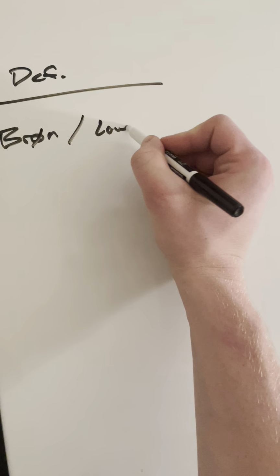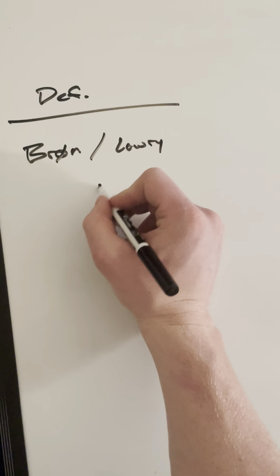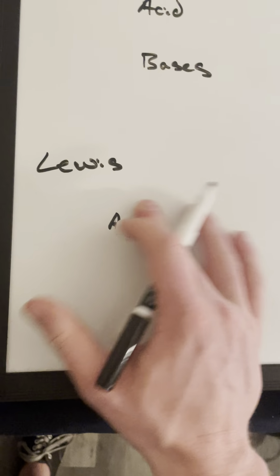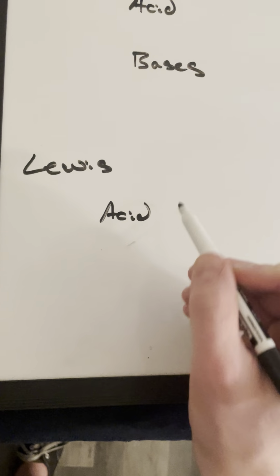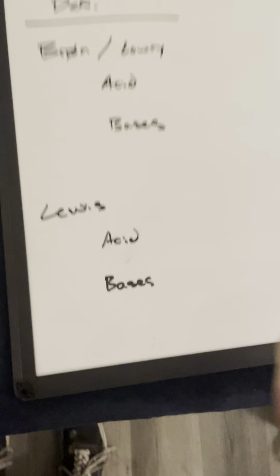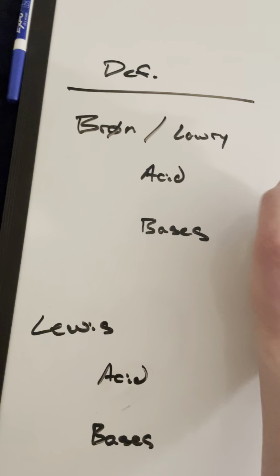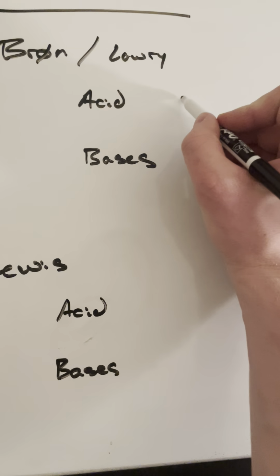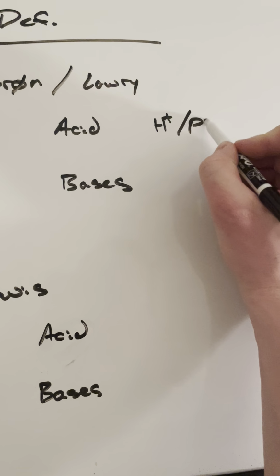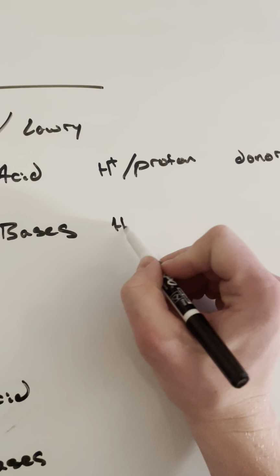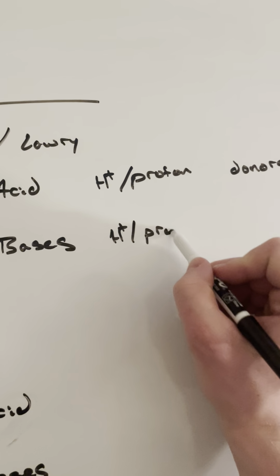We're going to have Bronsted-Lowry acid bases, and then we're also going to have Lewis acid bases, and these are just super simple definitions. But Bronsted-Lowry, we're going to be thinking of protons, H+ / proton donors. And then since these are donors, these have to be acceptors.